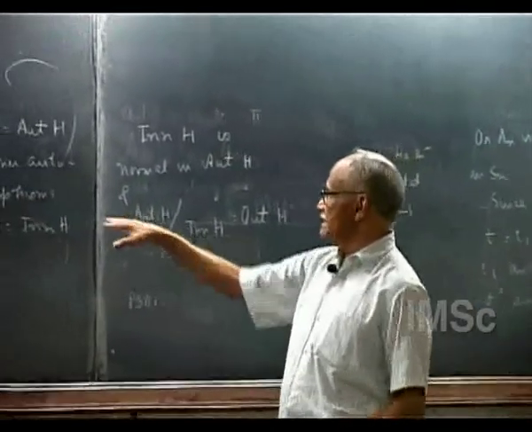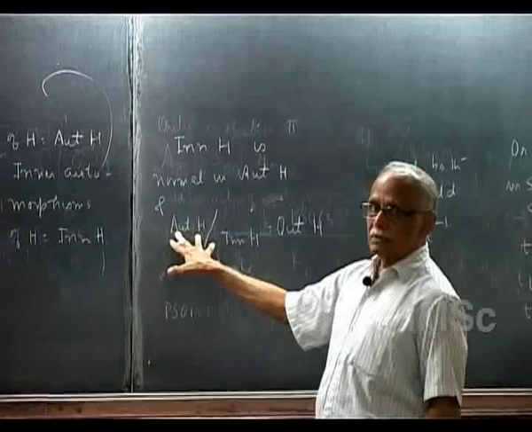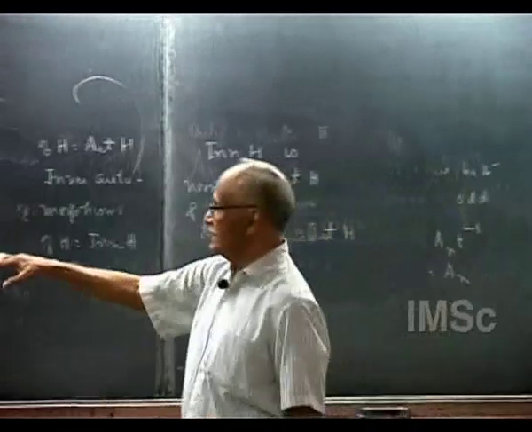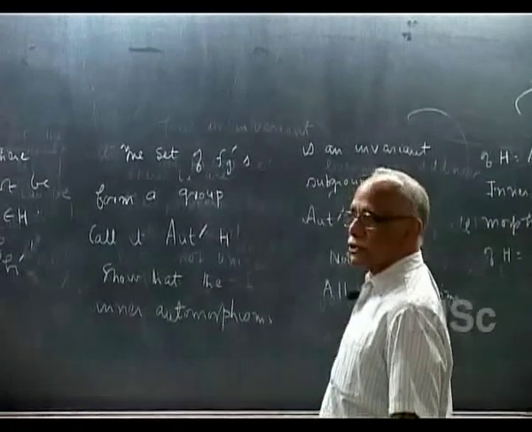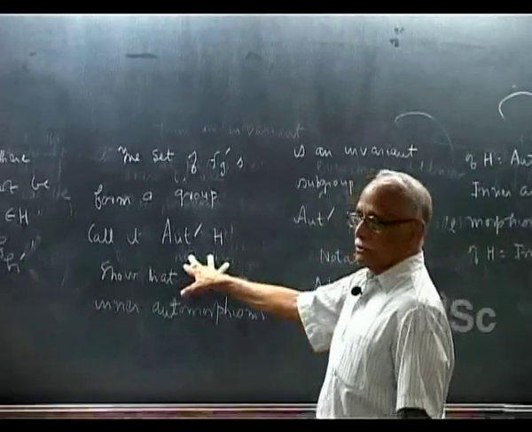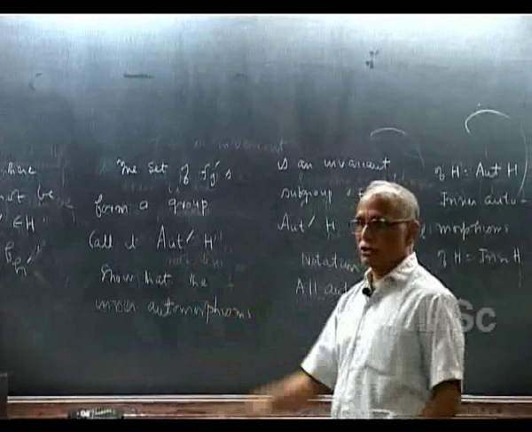Here what is happening is that this automorphism of H, because I am dealing with H in G as an invariant subgroup, may not be the full automorphism group, but at least it is a subgroup of the full automorphism group.